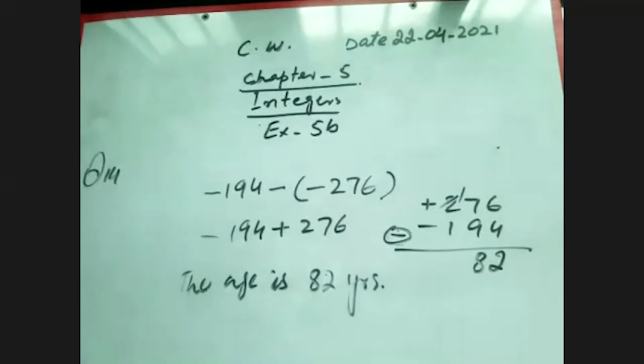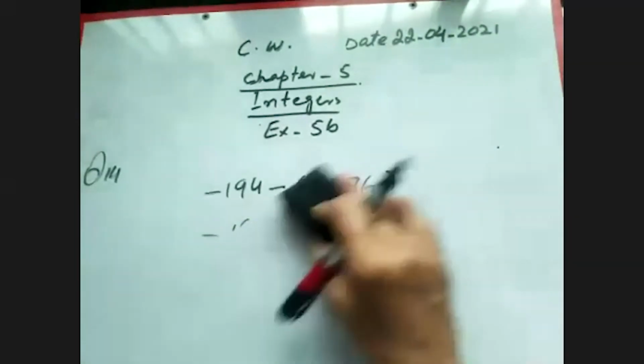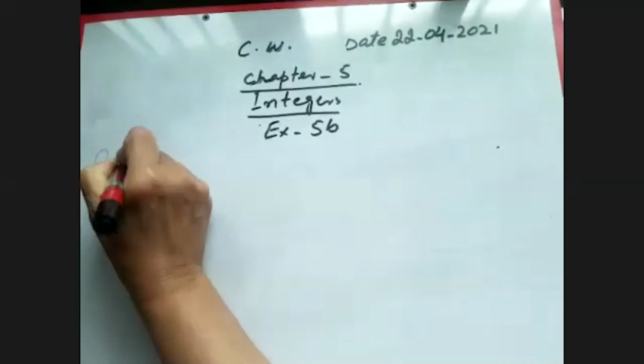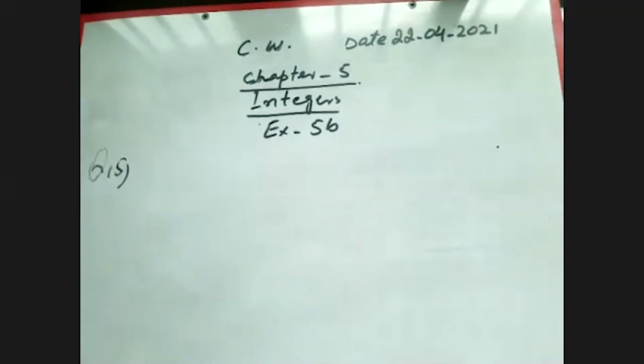The last question of the exercise is 15. Solve the answers first. Write down the questions after doing the answers. Question number 15. At noon on a certain day in Hunza, the temperature rose to 11 degrees centigrade above zero. At midnight, the temperature fell to 5 degrees centigrade below zero. Find the change in temperature.